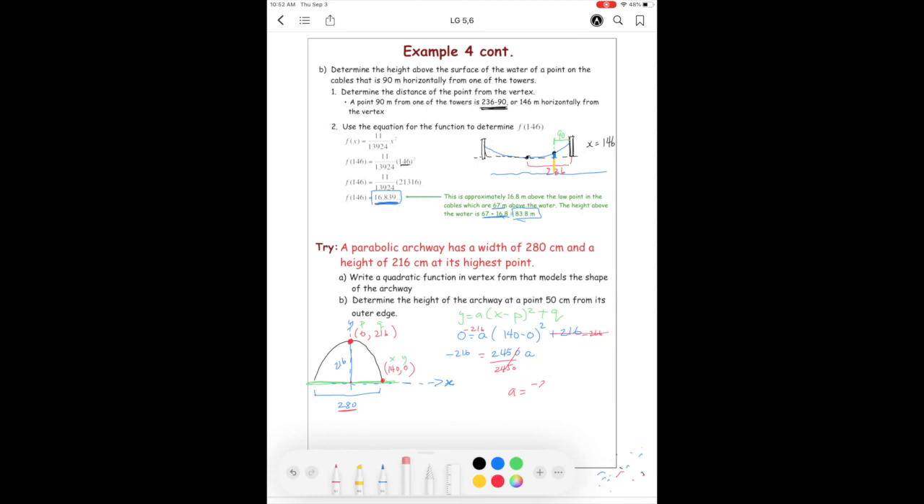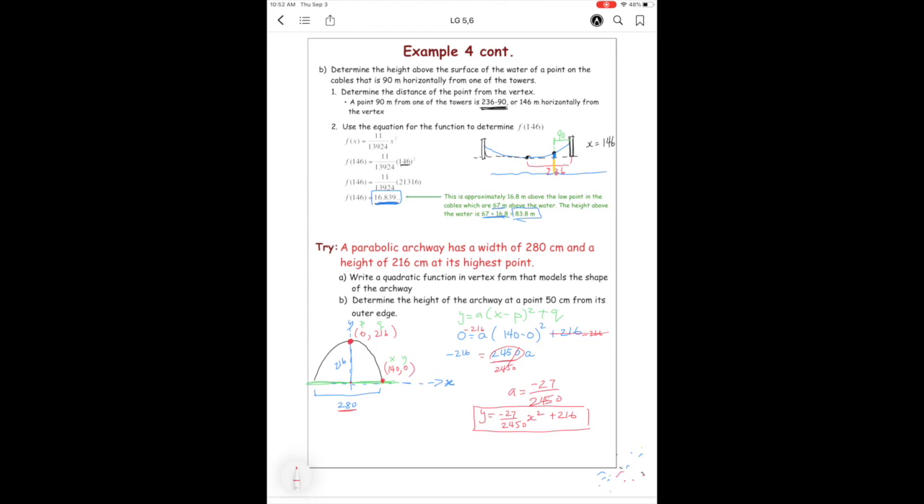Let me just back up here. Simplified, it becomes, I did it on my calculator, so this is probably not that, whatever 140 squared is. But simplified, it becomes negative 27 over 248. So now we have y equals negative 27 over 240, and it's going to be x squared plus 216. So there is our equation of that parabola.